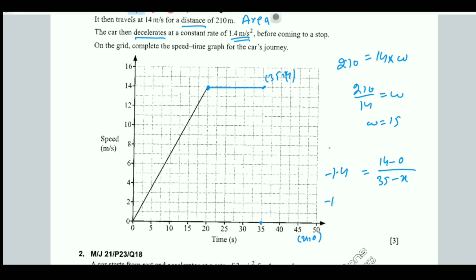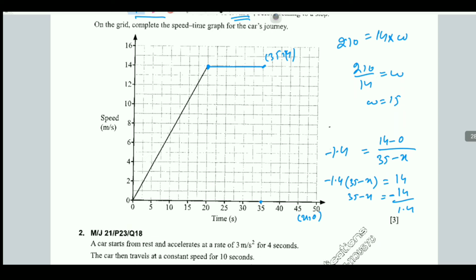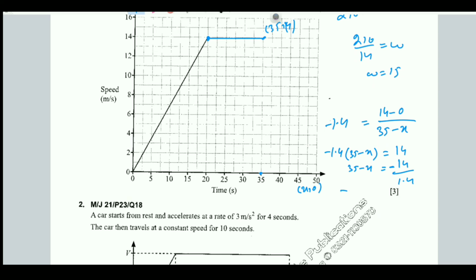Now we will simplify. Minus 1.4 into 35 minus x is equal to 14. 35 minus x is equal to minus 14 over 1.4, so 35 minus x is equal to minus 10. So 35 plus 10 is equal to x. x is equal to 45. So we got our answer: 45 is the point. Now what we will do? We will make the deceleration graph like that.